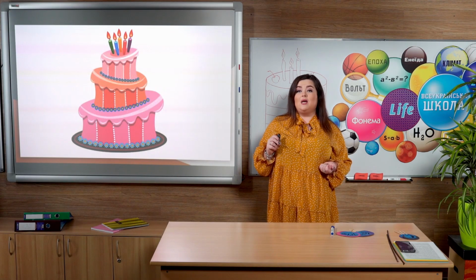It can be a wedding cake or a birthday cake or a festival cake or any celebration cake because usually we love cakes, we eat cakes when we celebrate something.